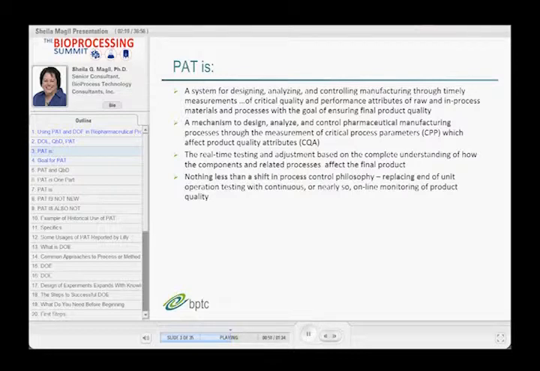The function of PAT, the real power, if you will, of PAT, is that we are analyzing as the process is occurring, and more importantly, we are adjusting that process real time so that it maintains in control and the product meets its critical quality attributes. PAT is nothing less than a real shift in process control philosophy, and it's a big difference for the bio field.